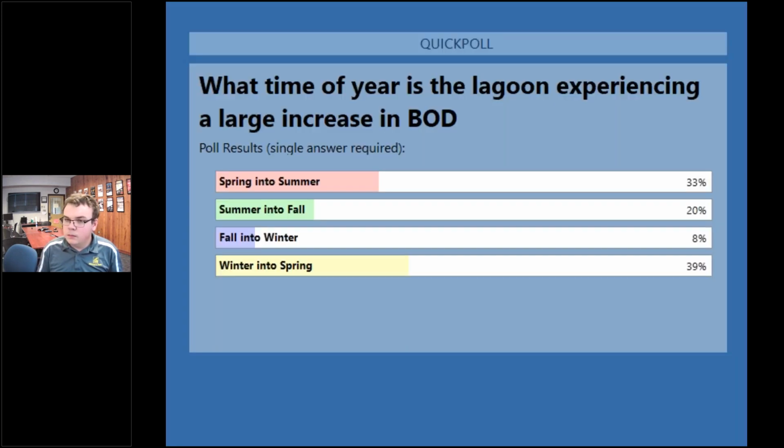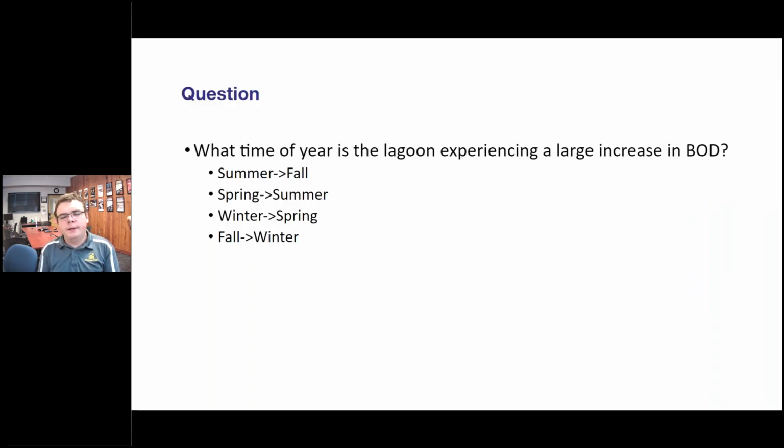And okay, looks like the majority of people are seeing that winter into springtime is where they're experiencing a large increase in BOD, but also a good bit from spring into summer. Right. Yeah, so it's going to be that anytime you're getting that big temperature swing is when you're going to get it. And that could be different all over the world, where you're getting different season behaviors for your local area.